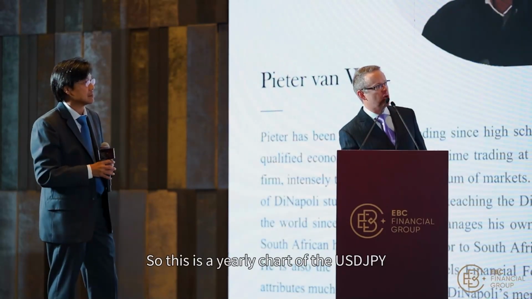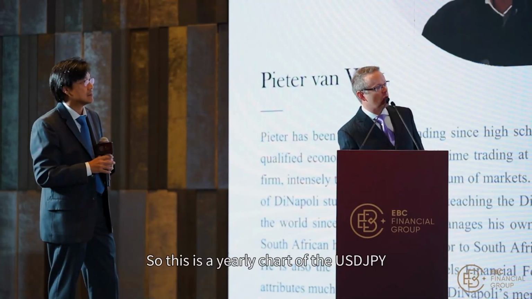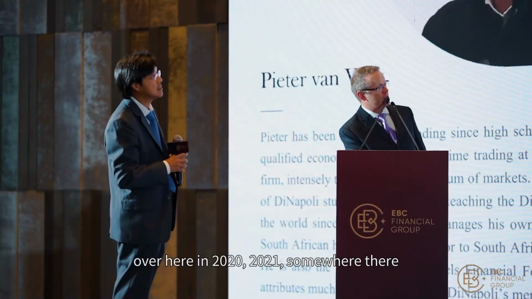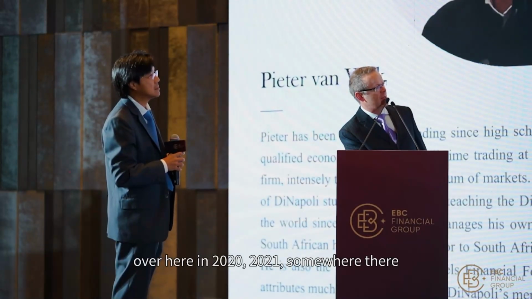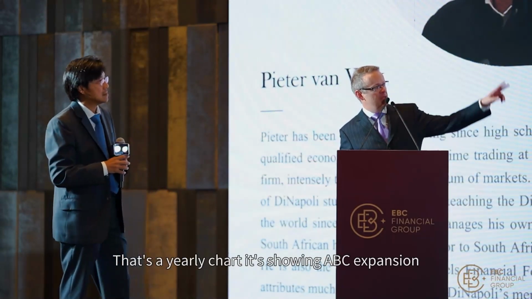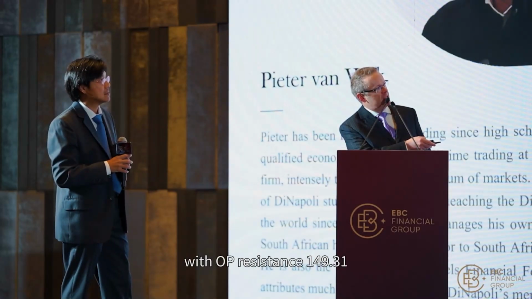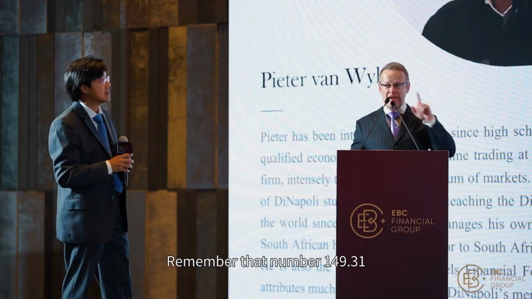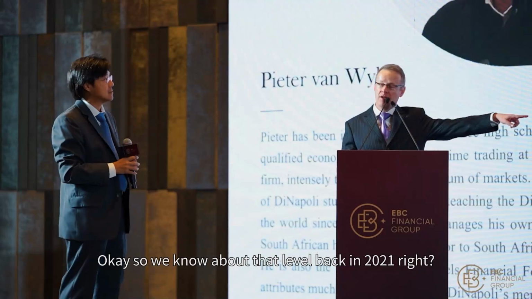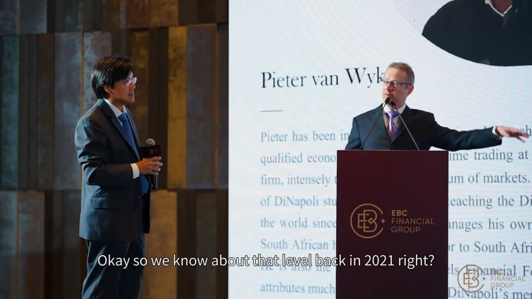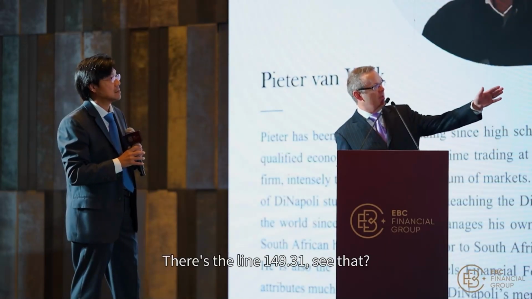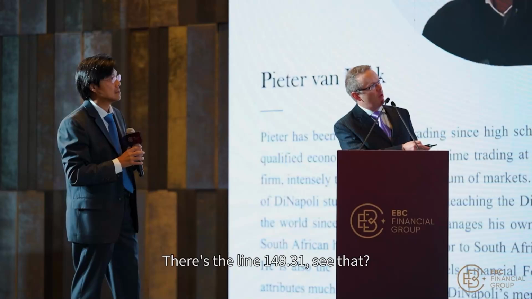So this is a yearly chart of the dollar yen. And I believe I stopped the chart over here in 2020, 21, somewhere there. That's a yearly chart. It's showing ABC expansion with OP resistance 149.31. Remember that number, 149.31. Okay, so we know about that level back in 2021, right? So we fast forward now, I believe this was last year around. There's the line, 149.31. See that?